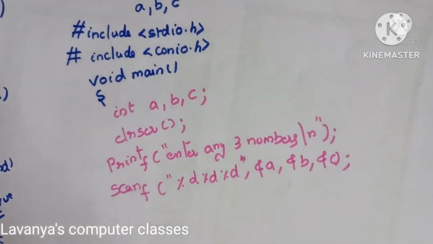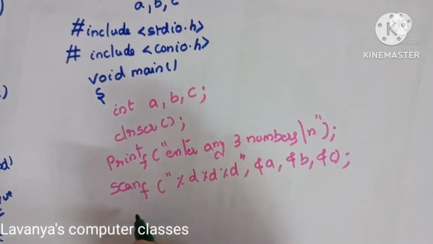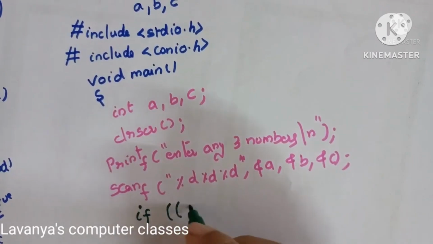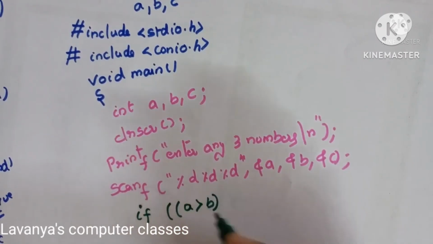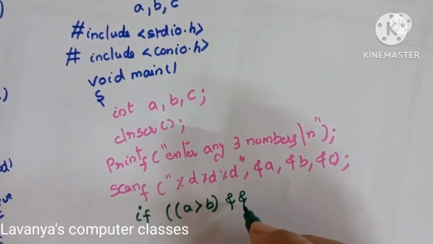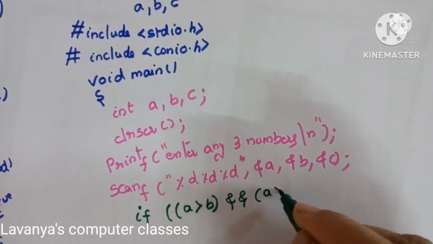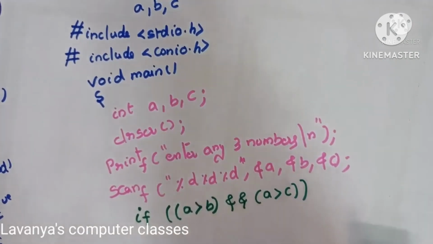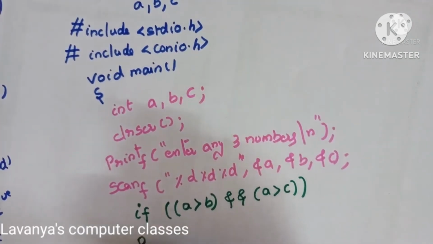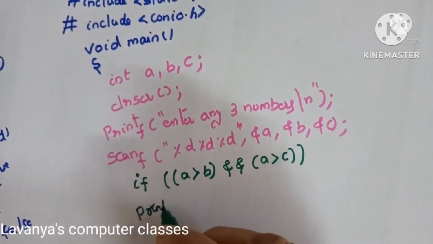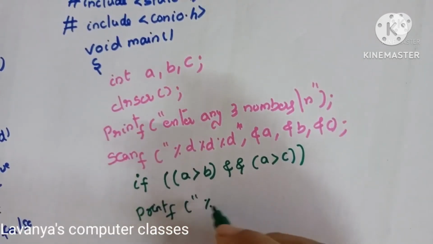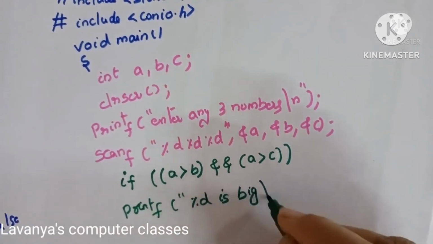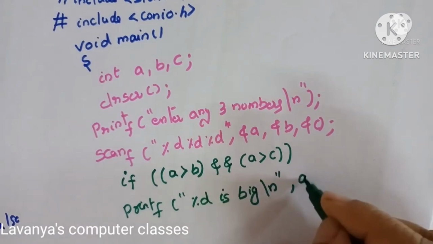Now we go for checking the condition. For checking the condition we need an if statement. If, 2 conditions: a greater than b, and is a logical operator, a greater than c. If both the conditions are true, then we keep printf: which one is big? A is big. So %d is big, comma a.